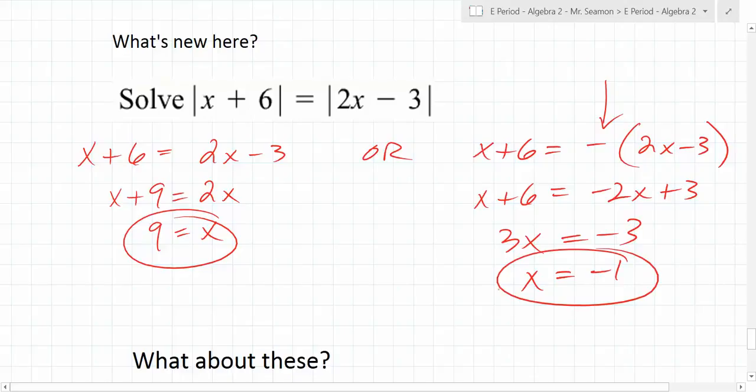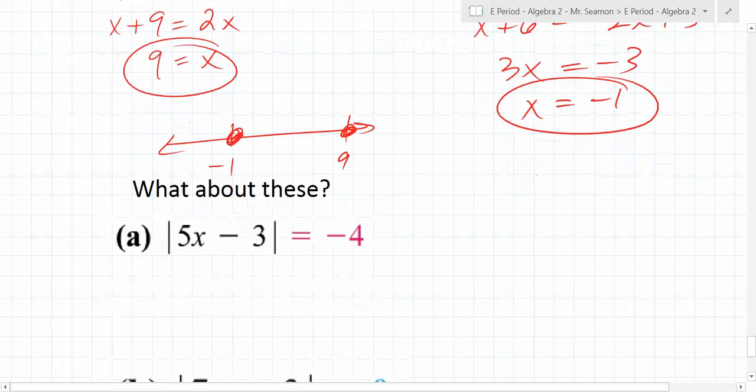This is not an inequality, so do we have to shade anything? No. It's just the 2 points because it just equals. You wouldn't graph it. You just say x is equal to 9 or x is equal to -1. I might ask you to graph it, and if I did, you'd say, okay, here's -1, and here's 9. You've now labeled them on a line. Got it. Now here's some fun ones.